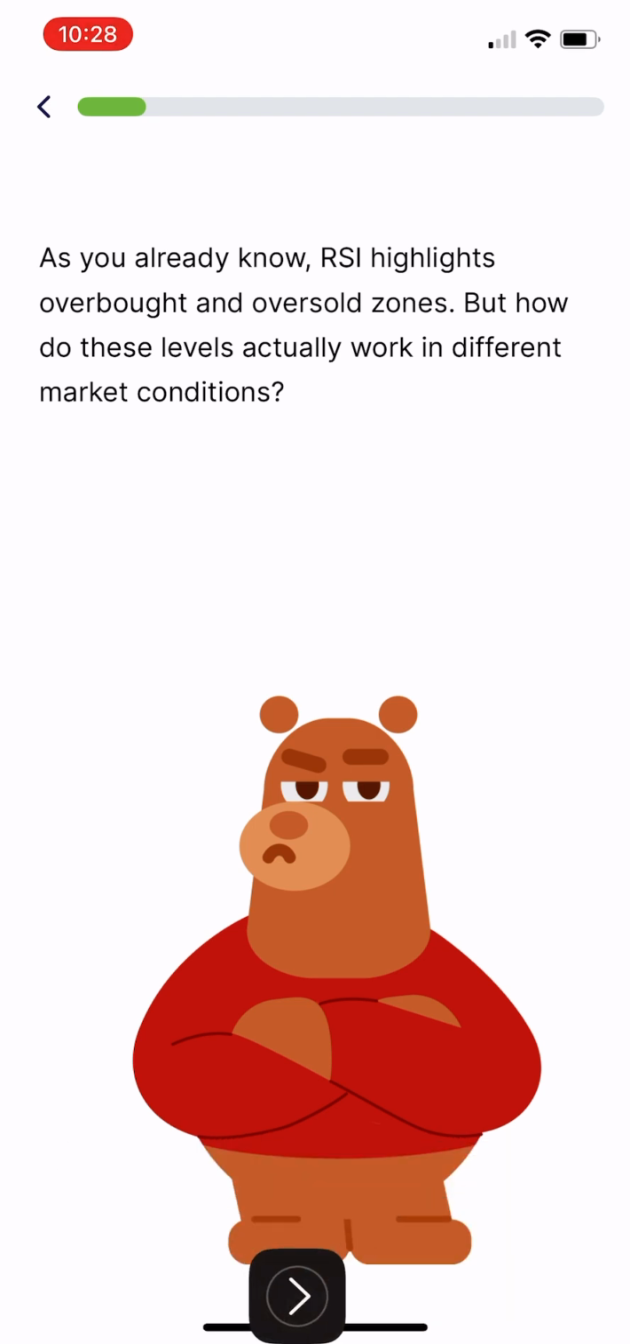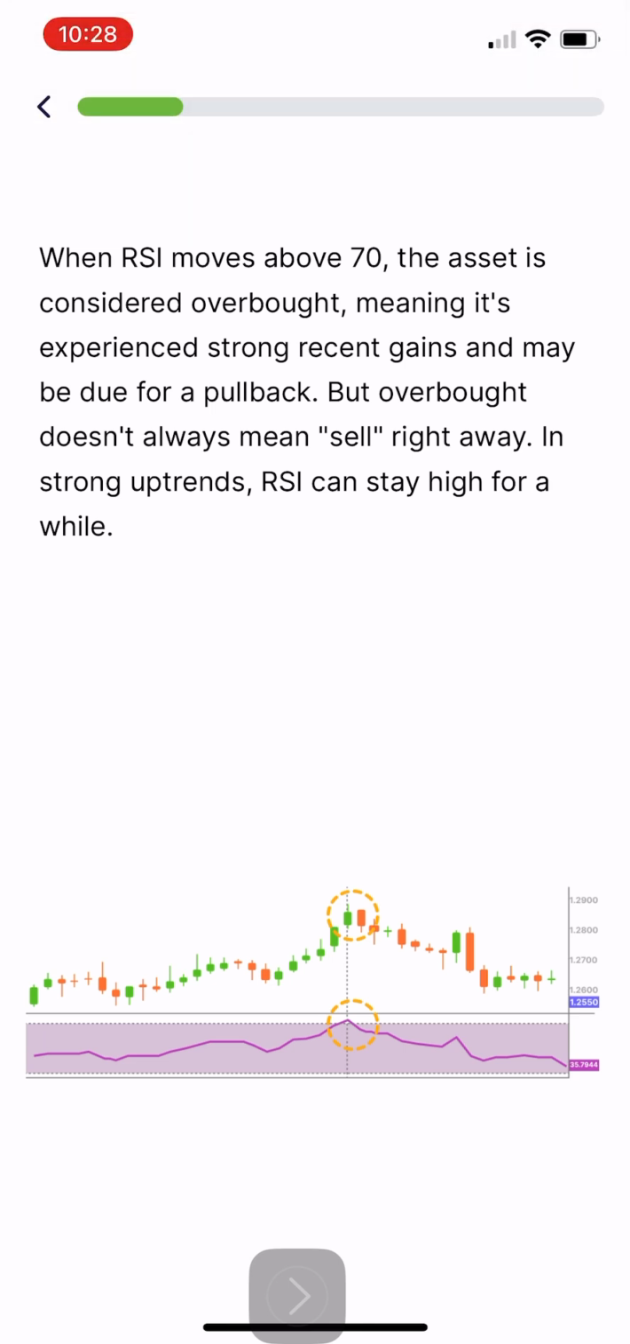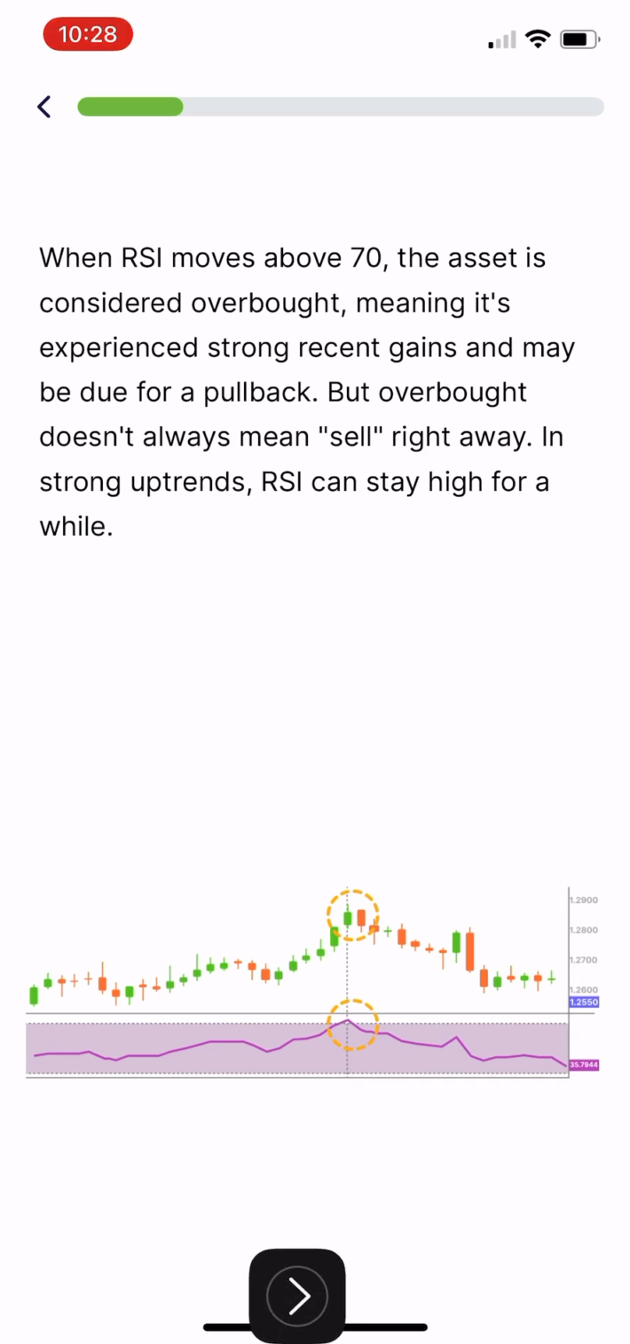As you already know, RSI highlights overbought and oversold zones. But how do these levels actually work in different market conditions? When RSI moves above 70, the asset is considered overbought, meaning it's experienced strong recent gains and may be due for a pullback. But overbought doesn't always mean sell right away. In strong uptrends, RSI can stay high for a while.